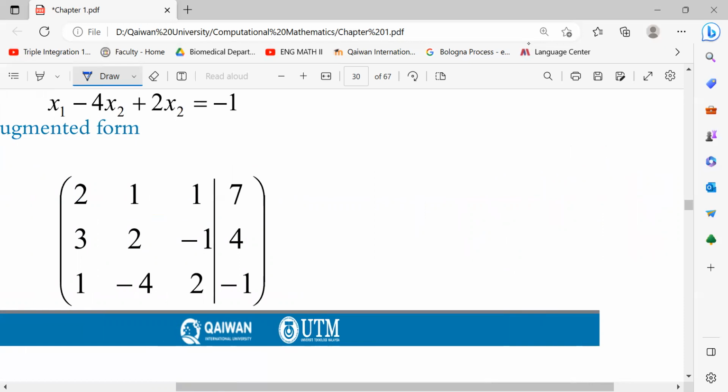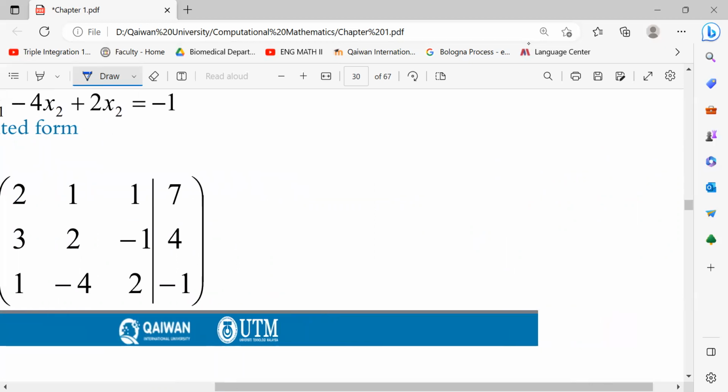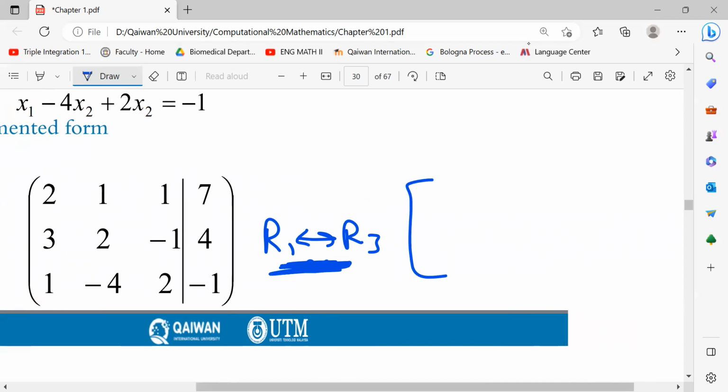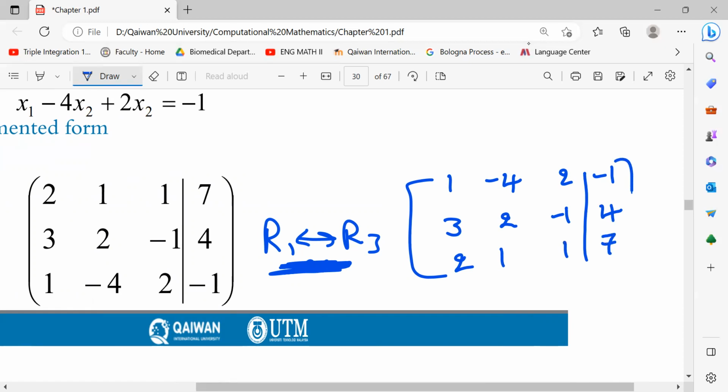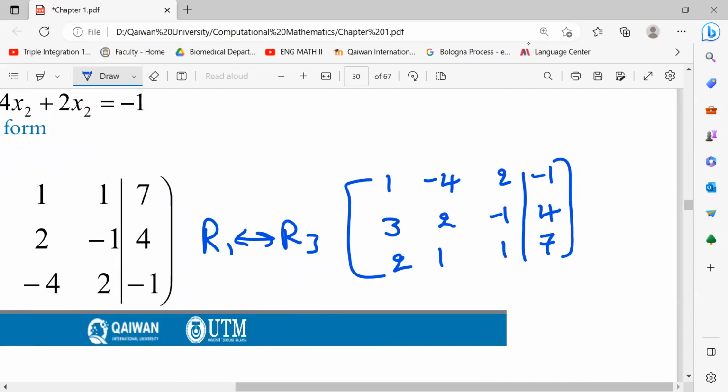Then let me just write it down. R1, R3. This means interchanging or swap. It becomes 1, minus 4, 2, minus 1, then 3, 2, minus 1, 4, and then 2, 1, 1, 7. That's it. This is the matrix after interchanging row 1 and row 3.